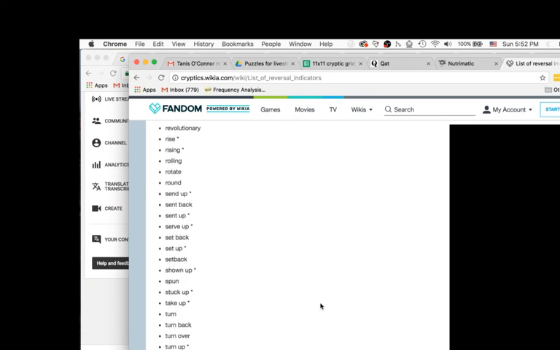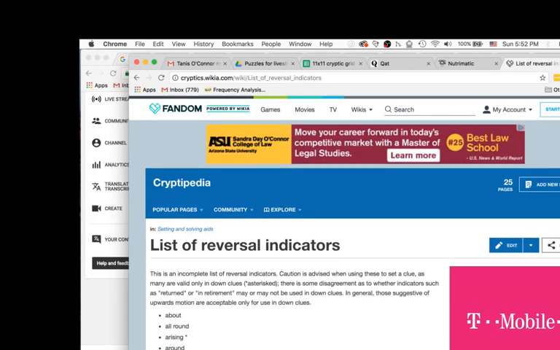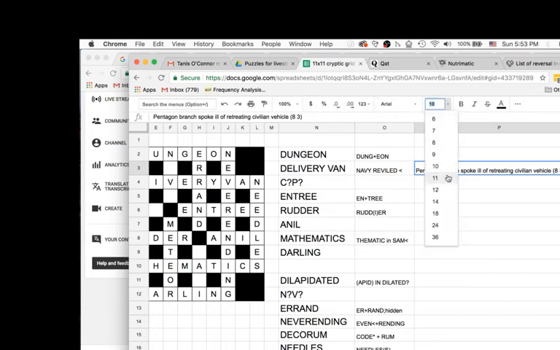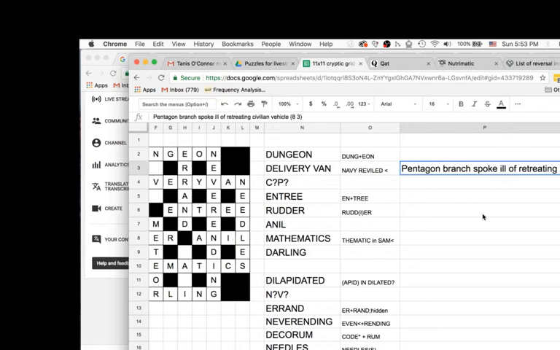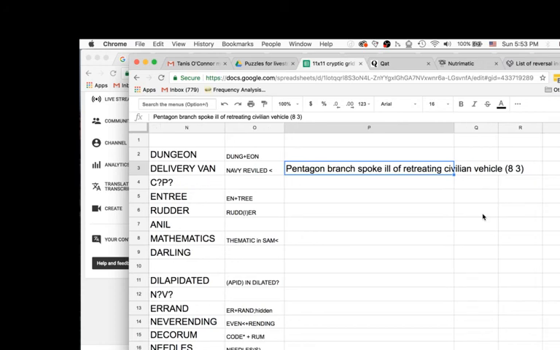Retreating and revolutionary are both good. Retreating fits in an armed forces context. Retreating civilian vehicle, 8-3. Let's make this a little bit bigger so you can read it. 16. Scroll over here. I don't need the grid right now. All right. Entree, rudder, mathematics.